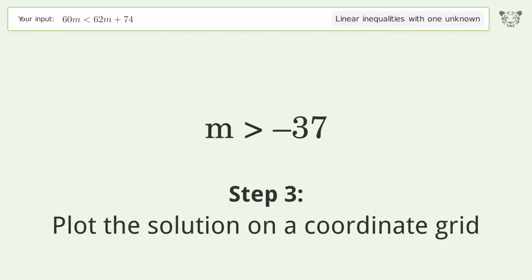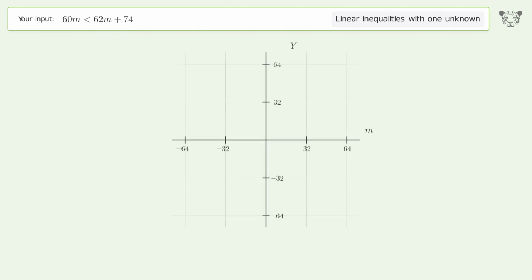Plot the solution on a coordinate grid. And so the final result is m greater than -37.